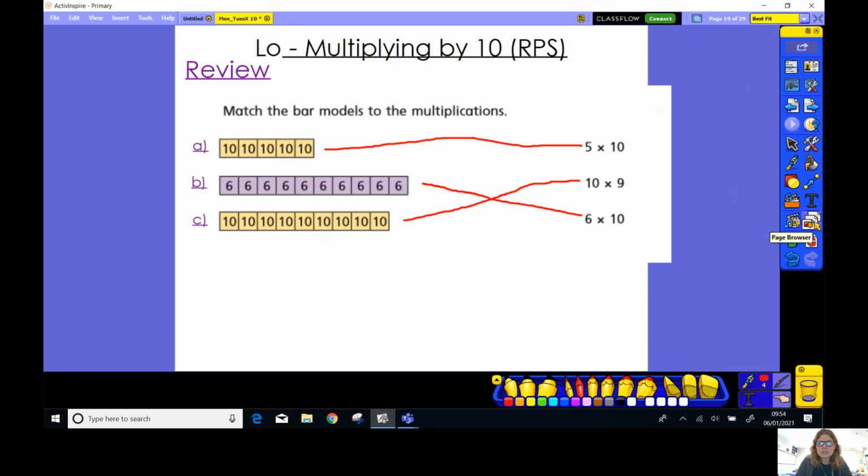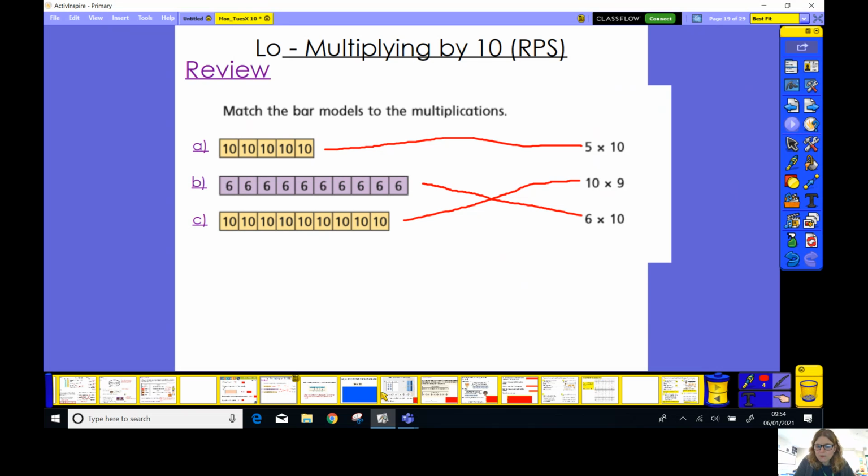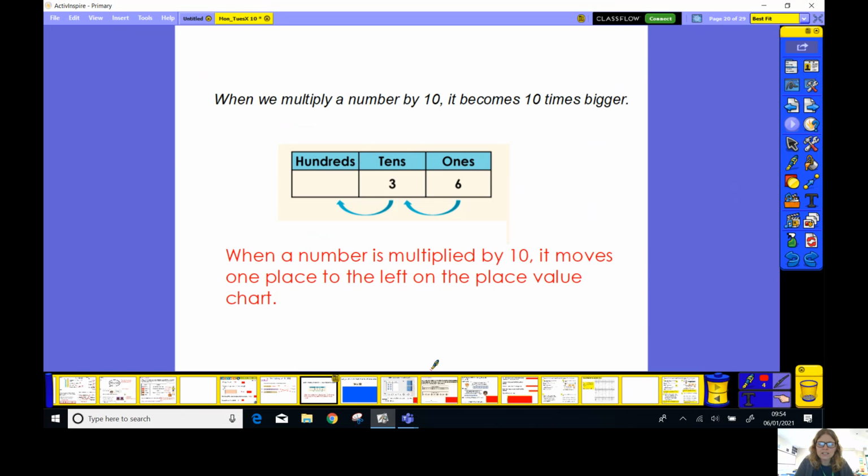We're going to start our explore today, and our explore is where we're going to be reminding ourselves about what we learned yesterday, and we're going to be trying some problem solving questions. So let's just remind ourselves about what we do when we multiply a number by 10. Now remember, when we multiply a number by 10, it becomes 10 times bigger.